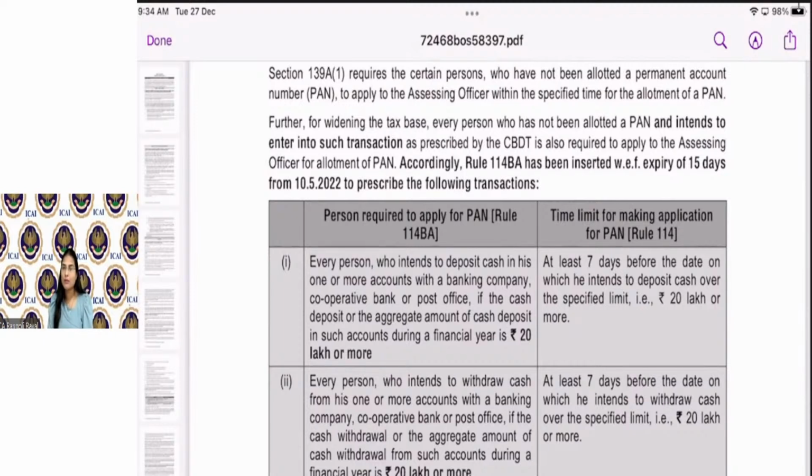In that case, you have to make an application for PAN at least 7 days before the date on which you intend to deposit cash over the specified limit of 20 lakh. Say, for example, you have already deposited 20 lakh in your bank, cash deposit, and now you want to make one more deposit of 2 lakh rupees. So in aggregate, it is 22 lakh. Now, before making the deposit of 2 lakh, you have to obtain a PAN if you do not have a PAN. So you have to make an application for PAN at least 7 days before making the deposit of the additional 2 lakh.